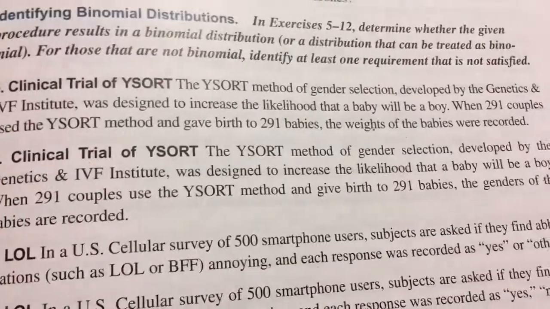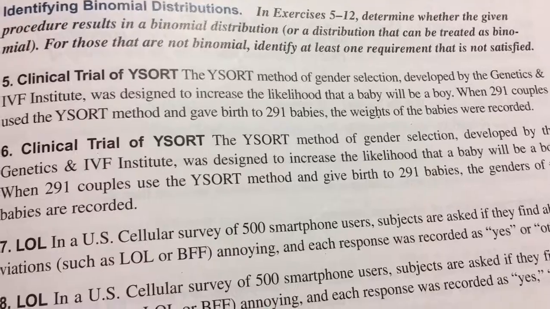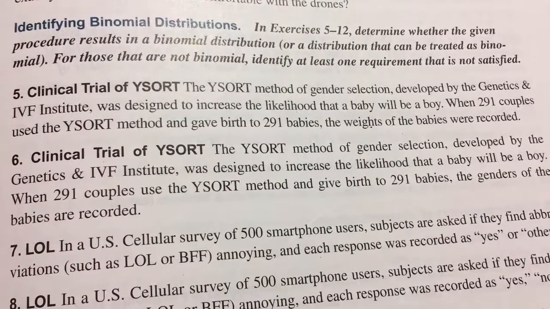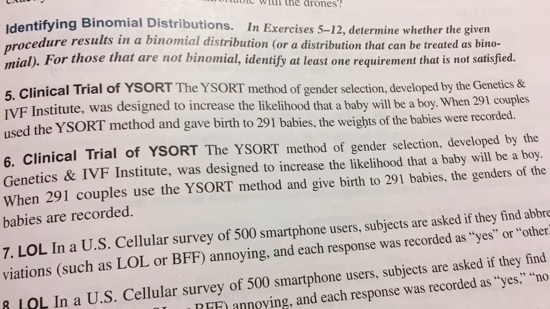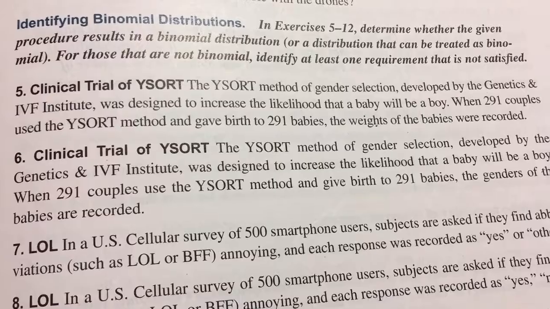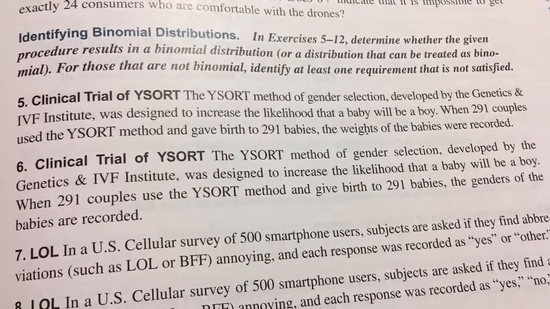And the first problem is number 5. Number 5 says, the Y-sort method of gender selection, developed by the Genetics and IVF Institute, was designed to increase the likelihood that a baby would be a boy. When 291 couples used the Y-sort method and gave birth to 291 babies, the weights of the babies were recorded.